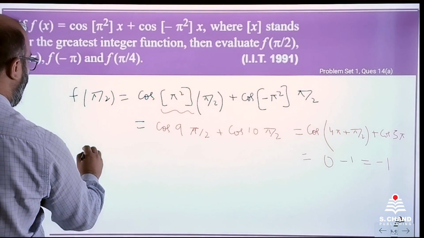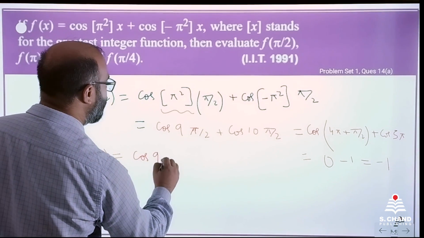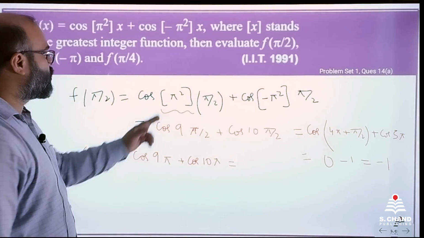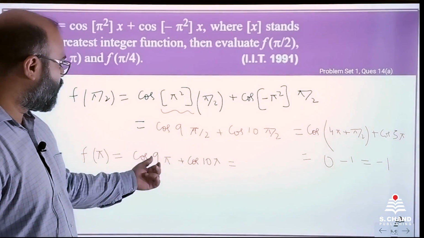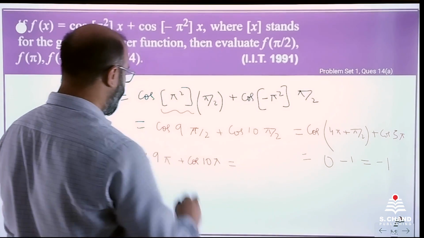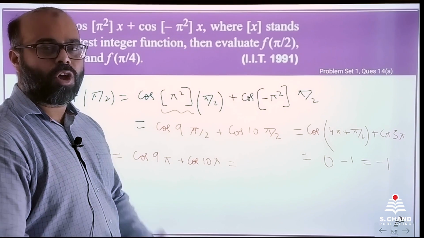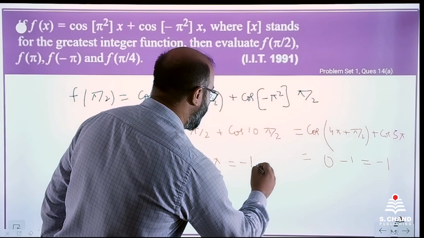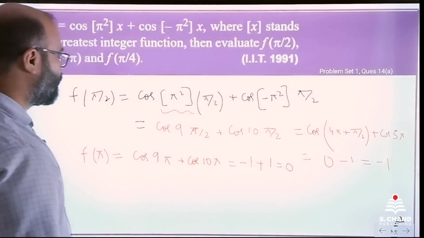Now if we talk about f of pi, so f of pi will be cos 9 pi plus cos 10 pi, because this value already is 9, this value is already 10 here. What is cos 9 pi? As we have got earlier also, cos 9 pi is cos of 8 pi plus pi, and what is cos pi? Because 8 pi will be cos pi only. So this will become minus 1. And cos 10 pi will be 1. So this value will come out to be 0.